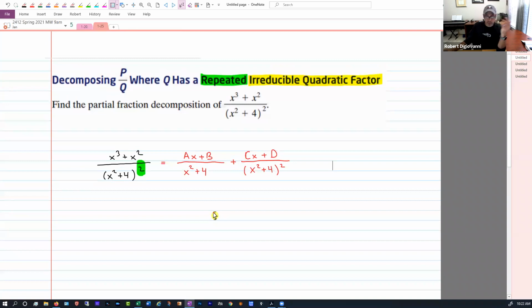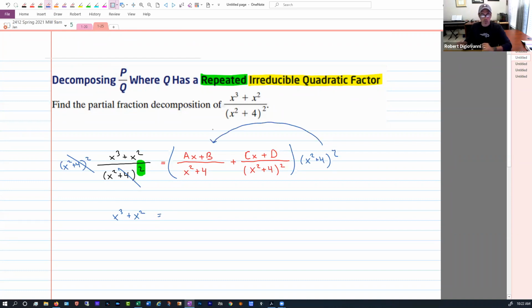All right, and now we come in and multiply both sides. So I'm going to work through this one. I'm just going to go kind of quick here. X squared plus 4 squared, I'm going to do that on both sides. Cancels out here. I get x cubed plus x squared. And on the right, when I multiply this thing through, one of the x squared plus 4s goes away, but I still have one of them. So it's going to become ax plus b, that's the numerator, times one of those x squared plus 4s. And then when I do the second multiplication, both the x squared plus 4s go away. So all I'm left with is the cx plus d.